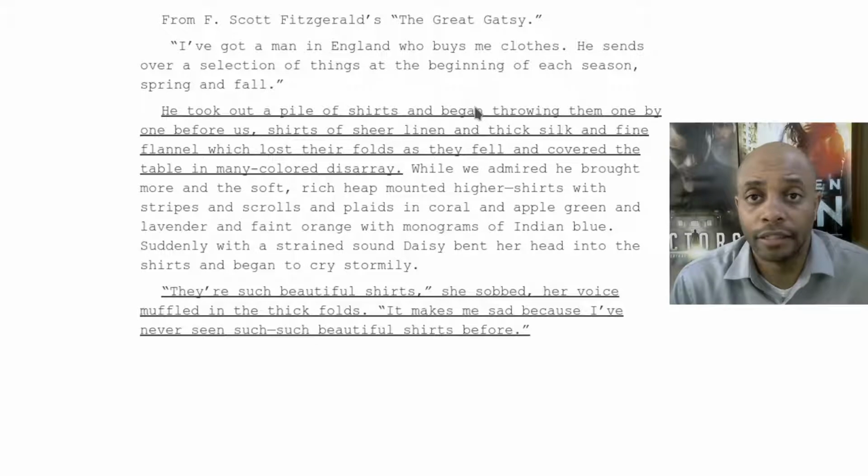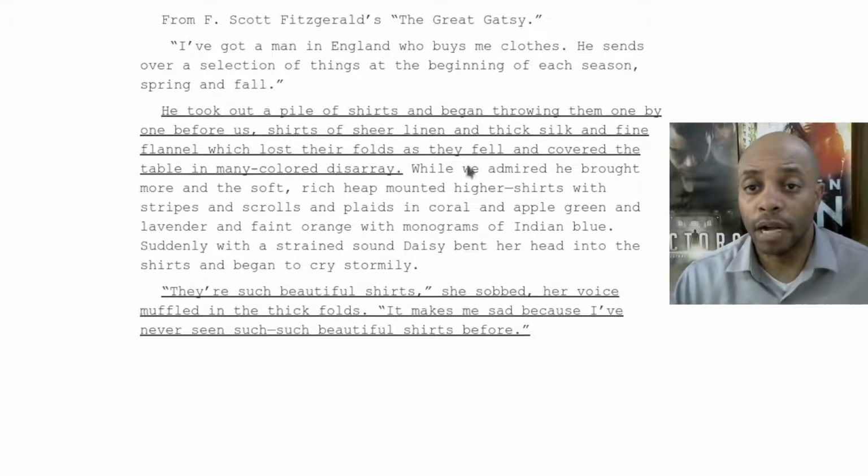To the computer. What I have is a scene from The Great Gatsby. As you can see, I have some items underlined. This is to bring out what I would consider to be the most clear examples of subtext. I've got a man in England who buys me clothes. He sends over a selection of things at the beginning of each season, spring and fall. He took out a pile of shirts and began throwing them one by one before us.